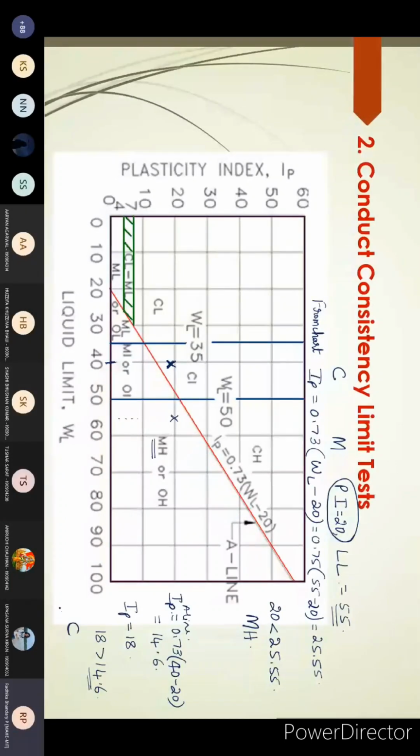You need not use this plasticity chart. If the plasticity chart is given, you simply see the value of liquid limit and plasticity index and see whether it lies above or below the A line. If the plasticity chart is not given, you calculate the IP value on the A line and compare it with the IP value of the sample. If the sample's IP is more than that on the A line, then it is C. If it is less, then it is M. So that is how you do it. So without the chart also, you can classify. Okay, any doubts here? I'll give one more example.